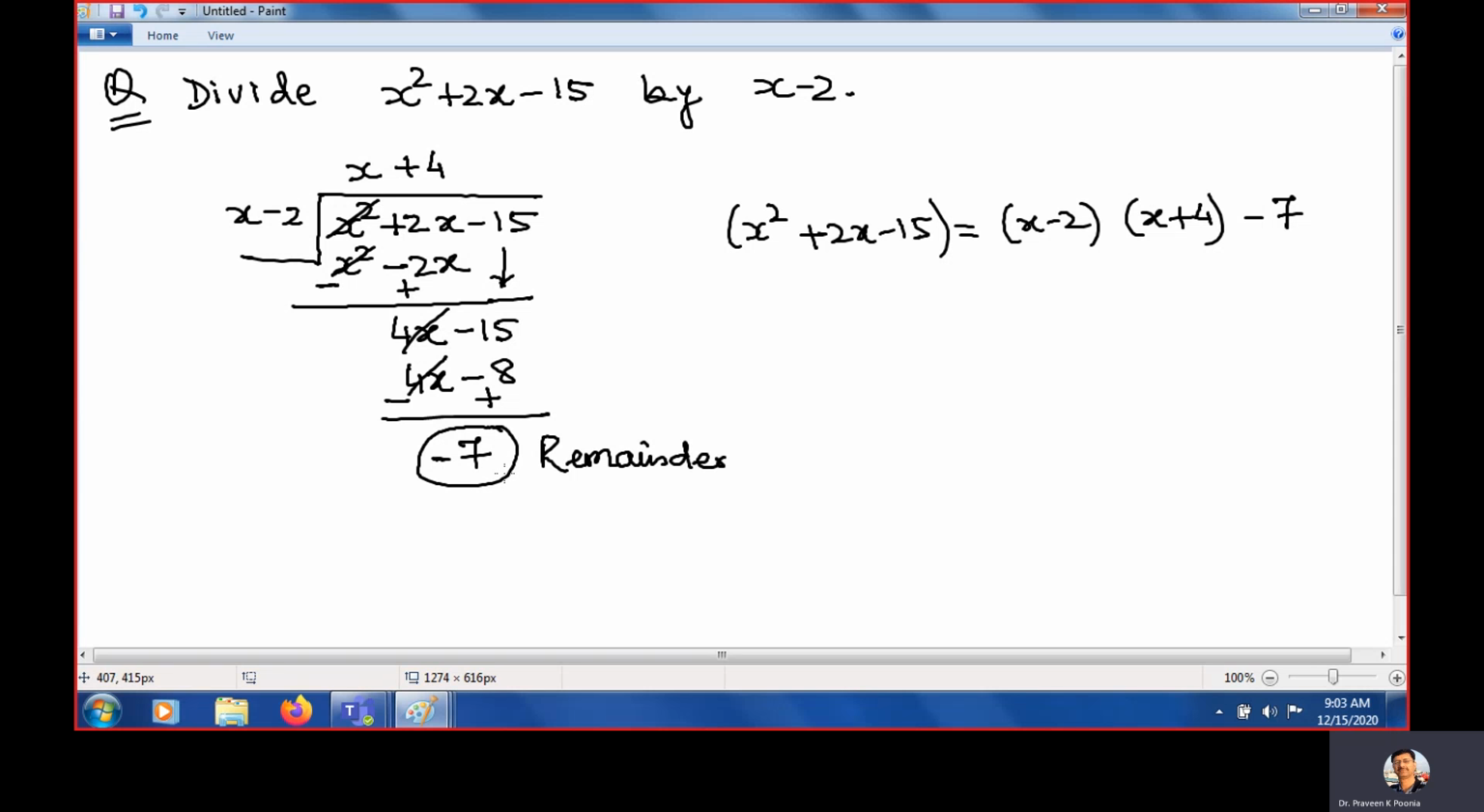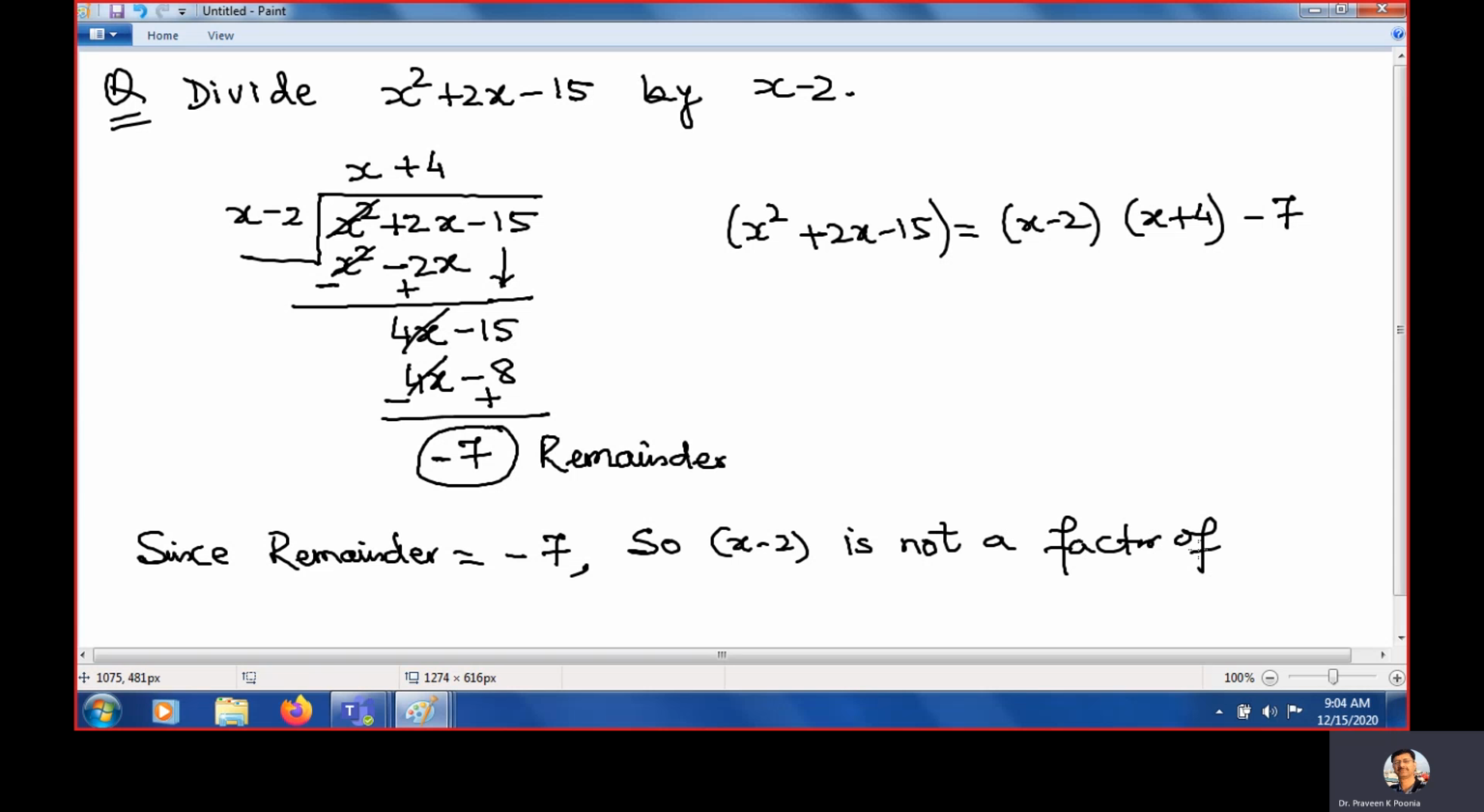If remainder is 0, then it is a factor. So what you can write is, since remainder is equal to -7, if it is 0, other thing. If it is not 0, here it is not 0. So x minus 2 is not a factor of x square plus 2x minus 15. If remainder is 0, it is a factor. If remainder is not 0, it is not a factor. This thing you need to remember.